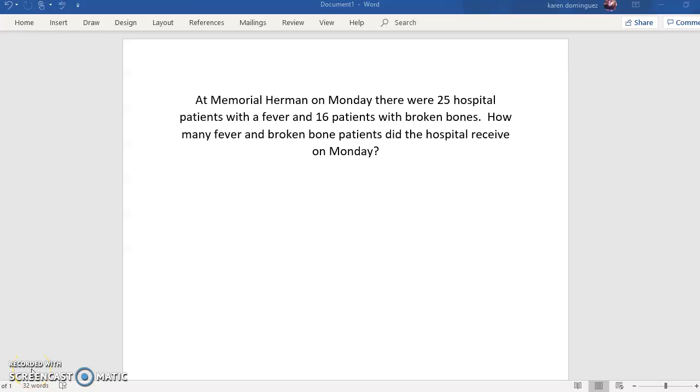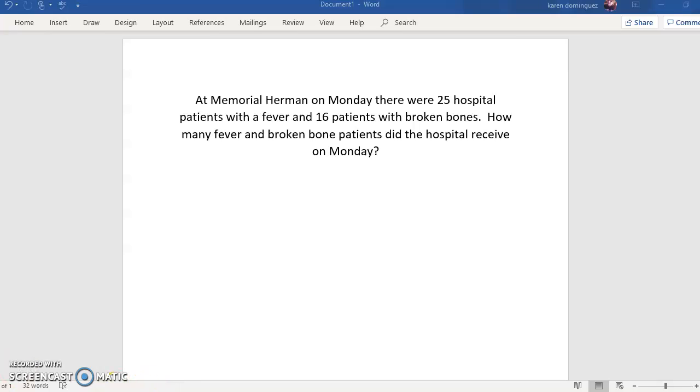Hello, today we are going to be using addition with regrouping to solve the following problem. At Memorial Hermann on Monday, there were 25 hospital patients with a fever and 16 patients with broken bones. How many fever and broken bone patients did the hospital receive on Monday?